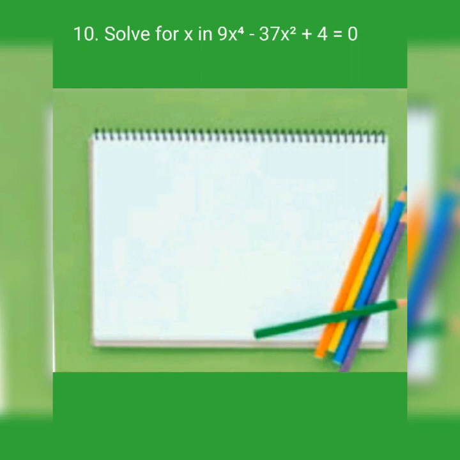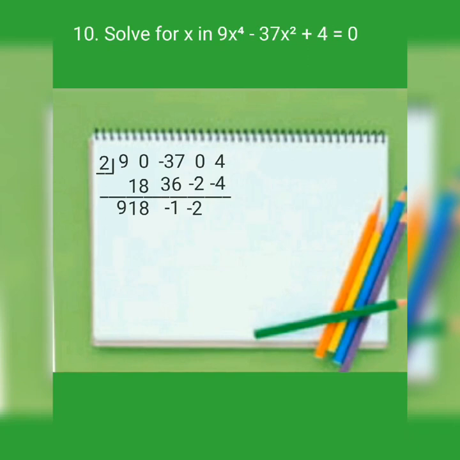By synthetic division, the numerical coefficients of 9x to the 4th power minus 37x squared plus 4 are 9, 0, negative 37, 0, and 4. Bring down the first term, which is 9. 9 times 2 is 18, 18 plus 0 is 18, 18 times 2 is 36, 36 minus 37 is negative 1, negative 1 times 2 is negative 2, negative 2 plus 0 is negative 2, negative 2 times 2 is negative 4, and 4 minus 4 is equal to 0. Therefore, x minus 2 is a factor of 9x to the 4th power minus 37x squared plus 4, since the remainder is 0. Follow the same method of synthetic division to find the other roots.